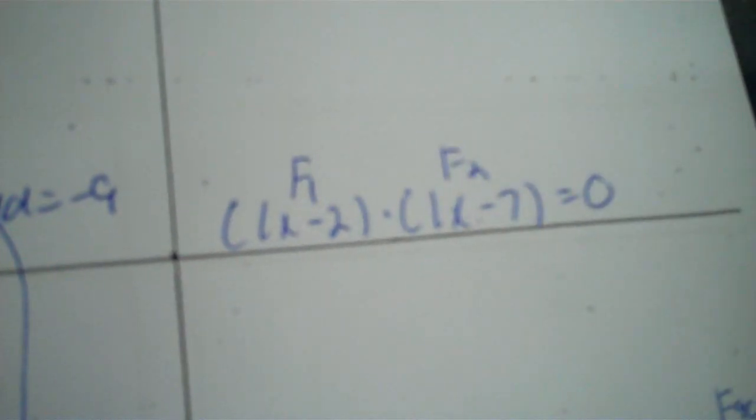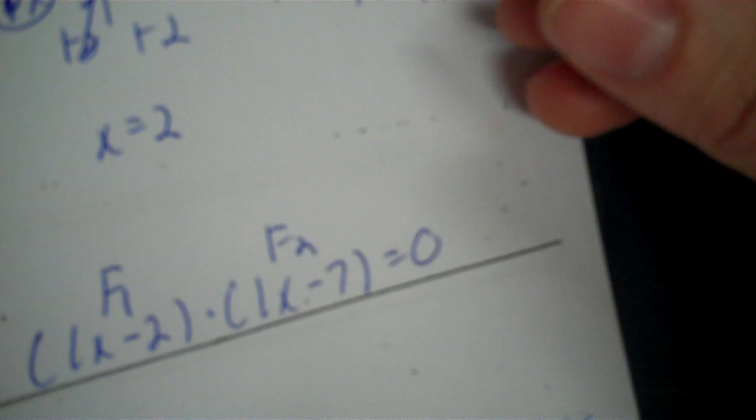We have 1x minus 2 times 1x minus 7 equals 0. So F1, F2. So 1x minus 2 could equal 0. 1x minus 7 could equal 0. So you don't need the 1 multiplier, you just add 2 to both sides and you get 2. And then you add 7 to both sides and you get 7. Okay? You don't need the 1. So it's 2 and 7.